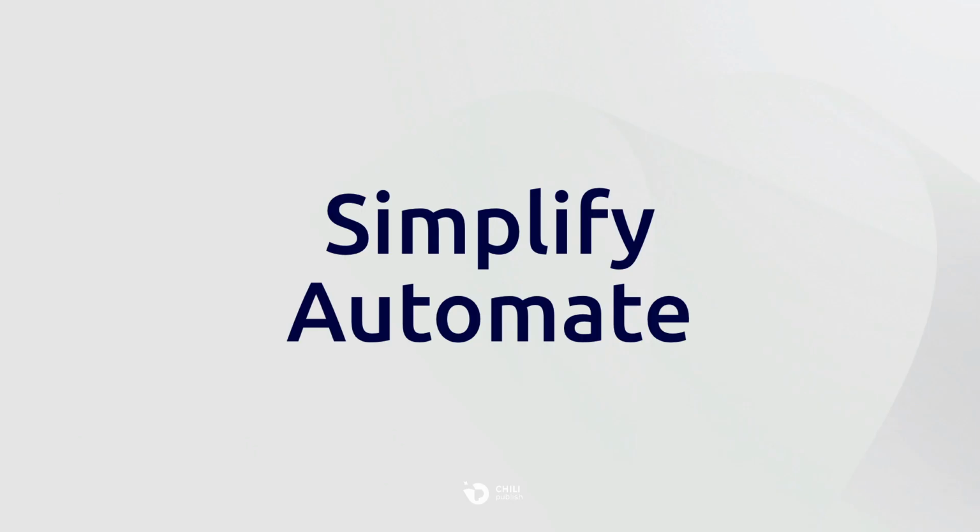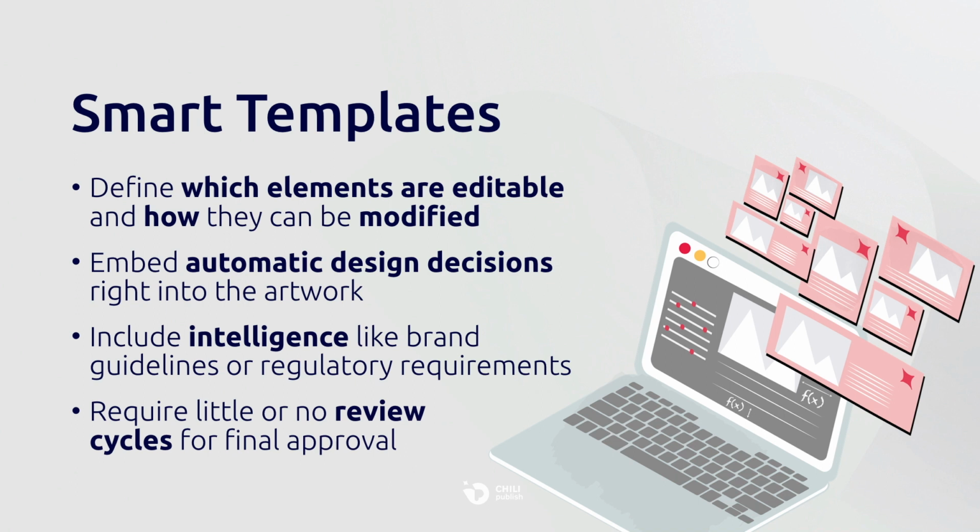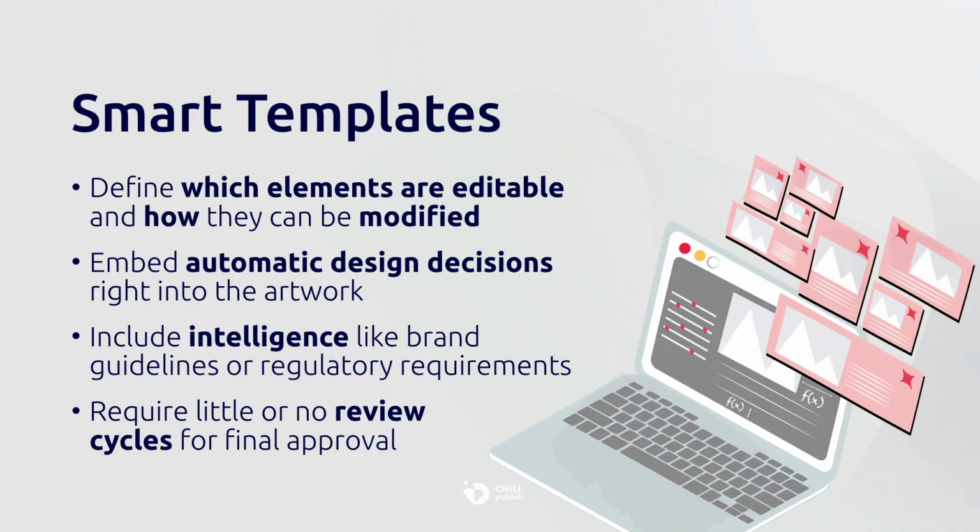So how do we fix that graphics process with smart templates? Well, we simplify and we automate the way that's done. First, we use smart templates. Smart templates define which elements can be edited and how. They embed automatic design decisions right in the templates, so they can make changes automatically. They include intelligence like brand identity guidelines, and because of that, they require little or no review cycles for final approval.